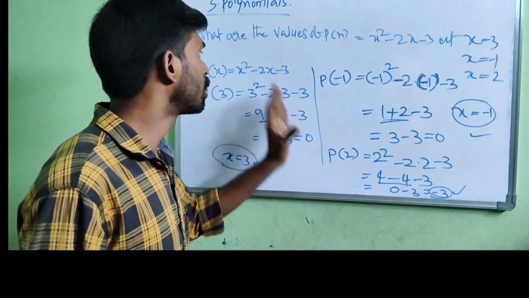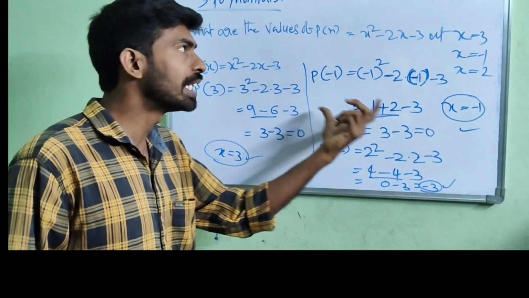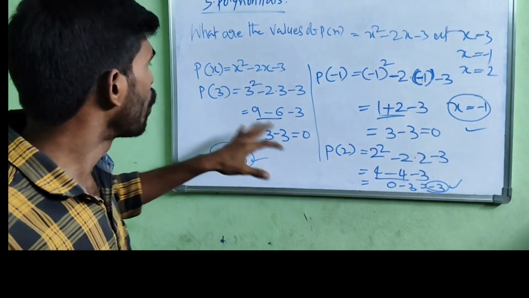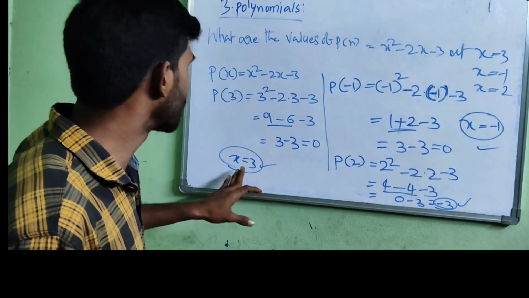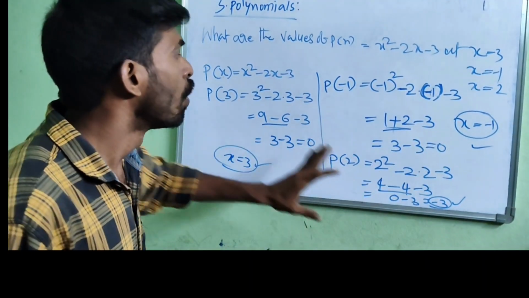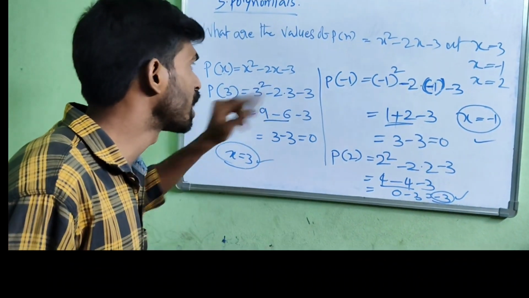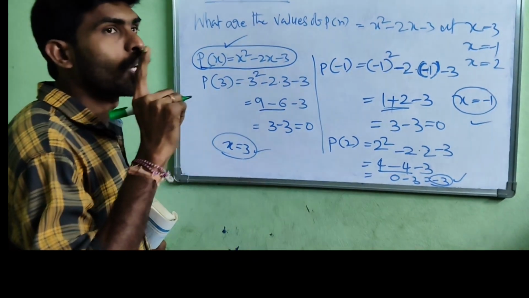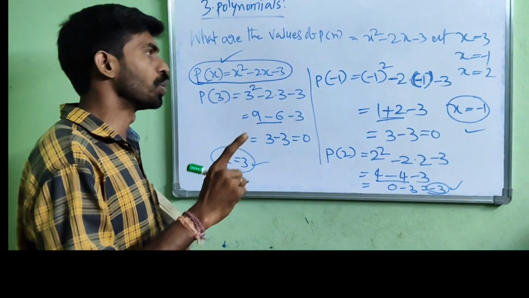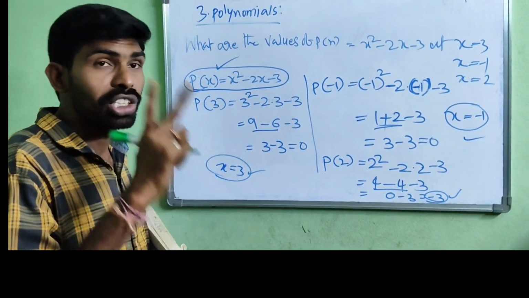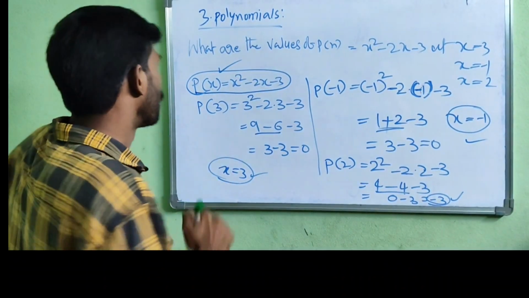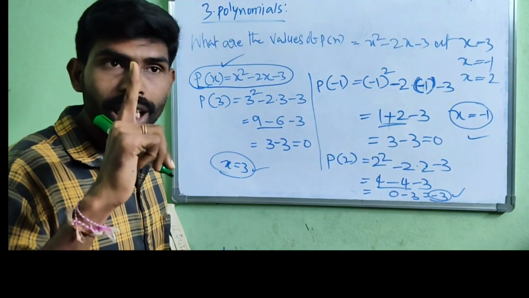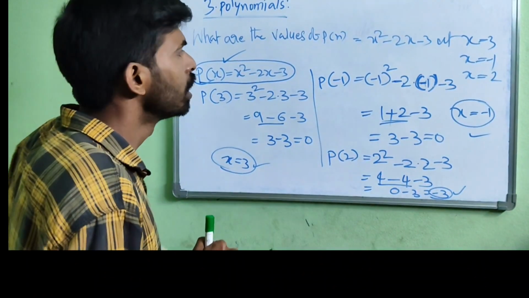If the expression is equal to 0, then only it is a zero of the polynomial, or the solution. That's why how many zeros are there? 1, 2. That is x equal to 3, x equal to minus 1. Why only 2 zeros for this equation? Because it is a quadratic equation. For quadratic polynomials, I already told you, there are 2 solutions or 2 zeros. For cubic, 3 zeros. For linear, only 1 zero, that means only one solution.